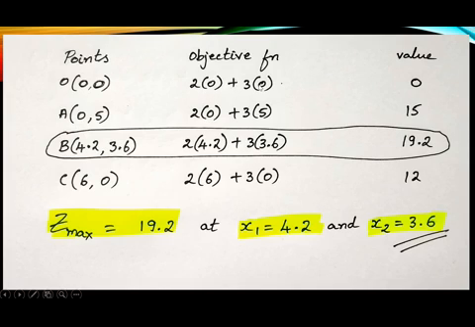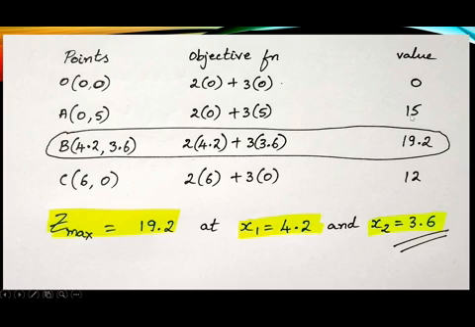Now coming to point A. x1 is 0. x2 is 5. So 2 into 0 plus 3 into 5. 2 into 0 is 0. 3 into 5 is 15. So 0 plus 15 is 15. Clear?